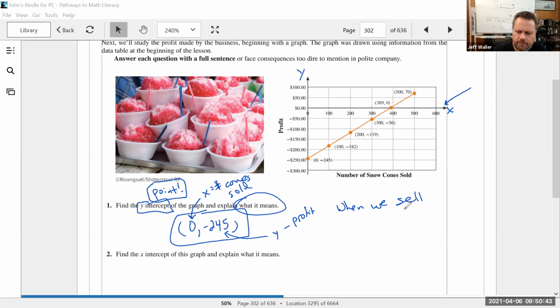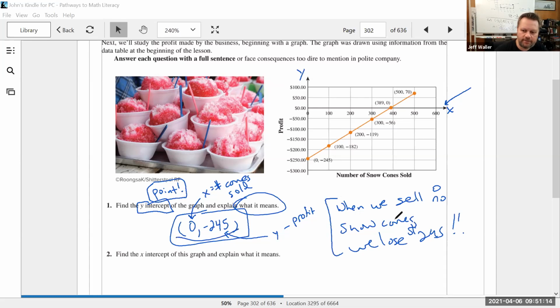I lost you there. What's up? When we sell zero snow cones, we lose $245. Yeah, when we sell no snow cones, we lose $245. That sucks. And can somebody go even further? Okay, that's the direct translation from math point to sentence, right? That's the direct translation. Now let me go one step further. What does the negative 245 represent then?